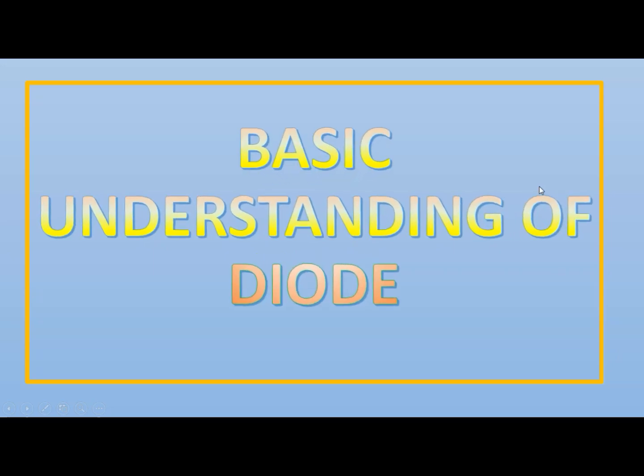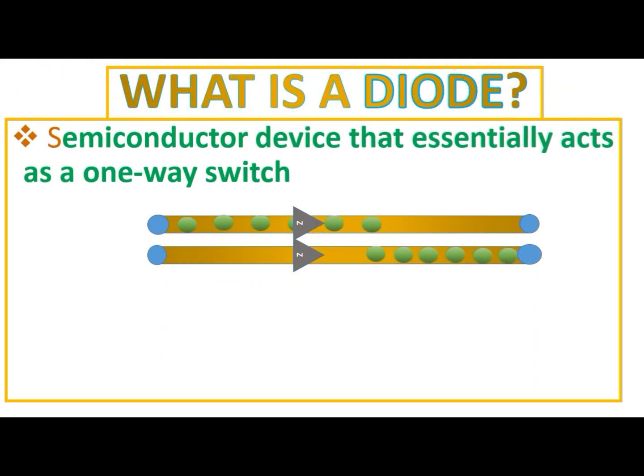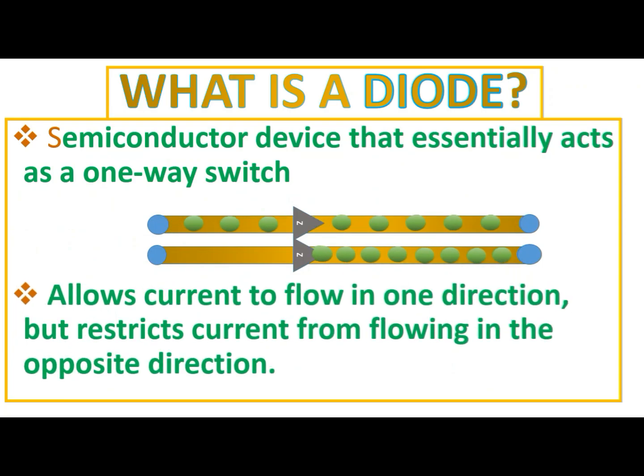Now I am going to talk about the basic understanding of a diode. What is a diode? A diode is a semiconductor device that essentially acts as an on-off switch for current. It allows current to flow easily in one direction, but critically restricts current from flowing in the opposite direction.